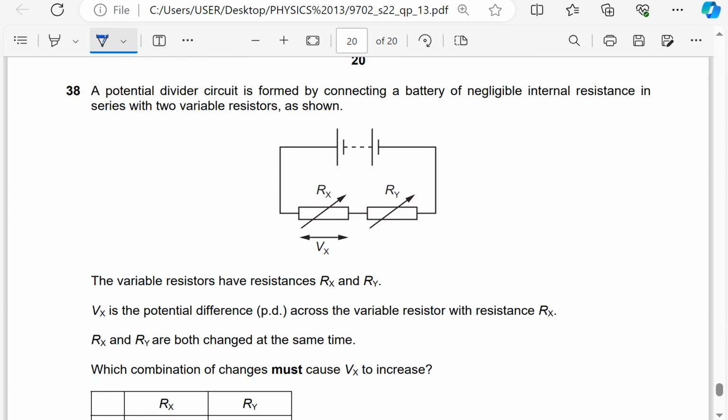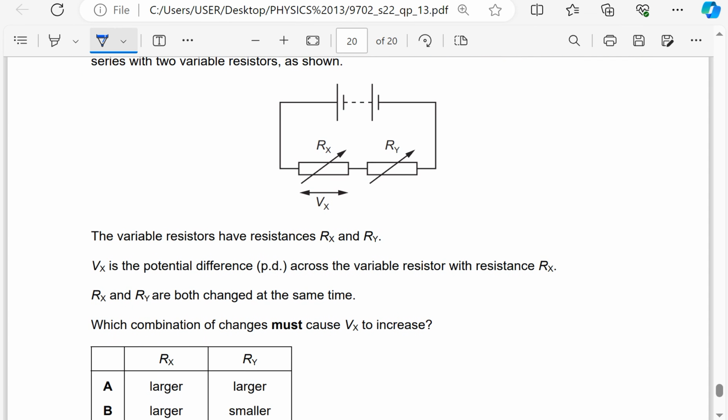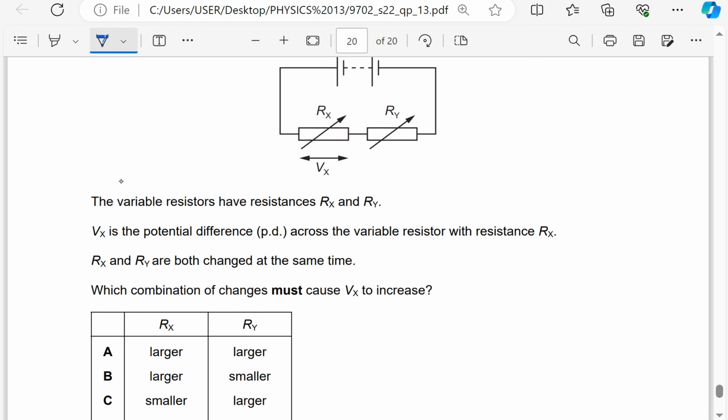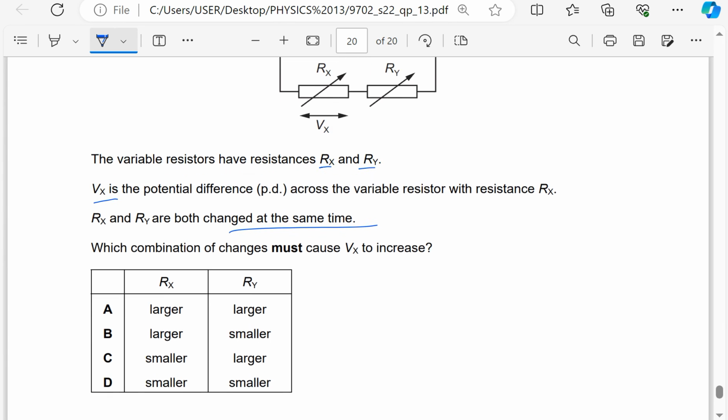A potential divider circuit is formed by connecting a battery of negligible internal resistance in series with the two variable resistors. They're in series, so the current is the same. The variable resistors have resistances Rx and Ry. Vx is the potential difference across the variable resistor with resistance Rx. Rx and Ry are both changed at the same time. Which combination must cause Vx to increase? So note that Vx is going to be the current times Rx.